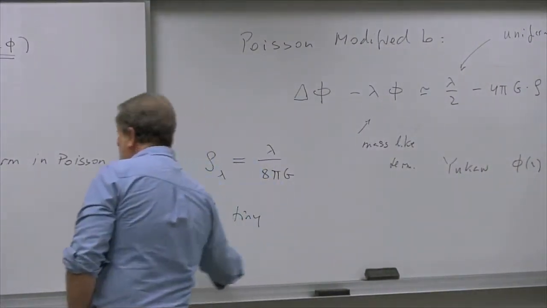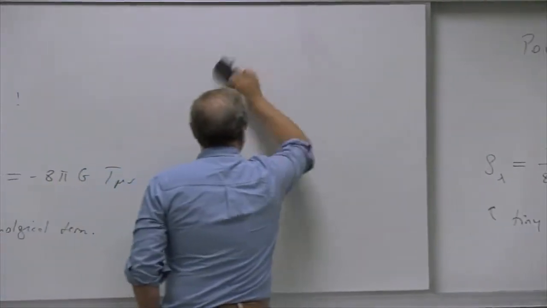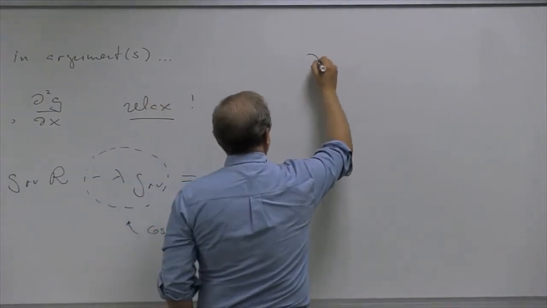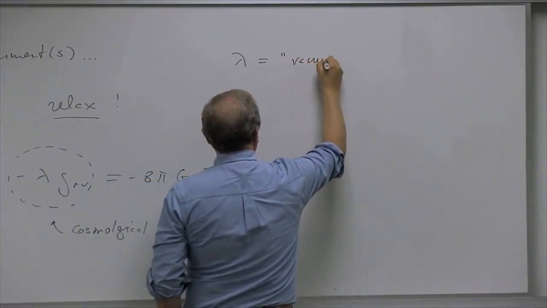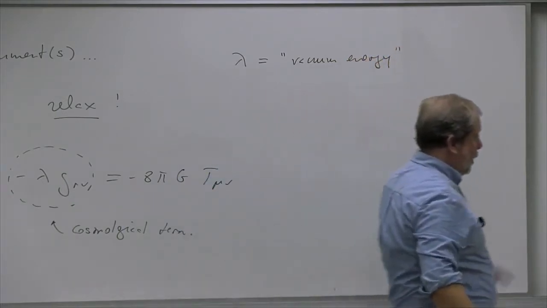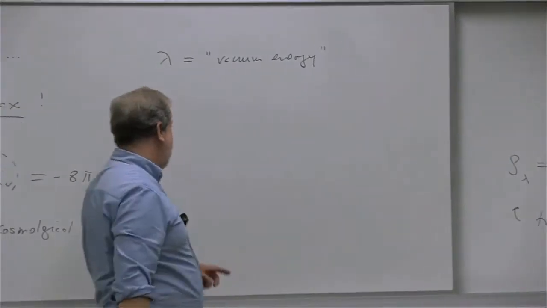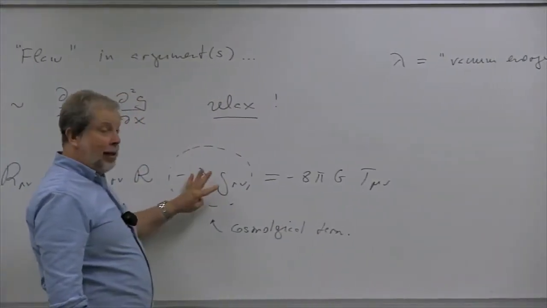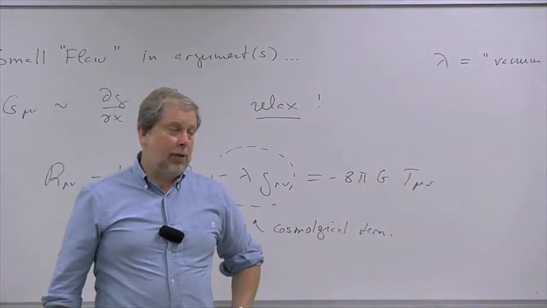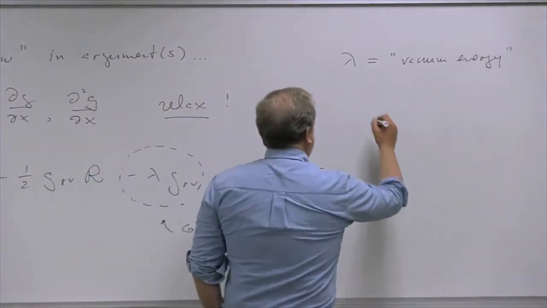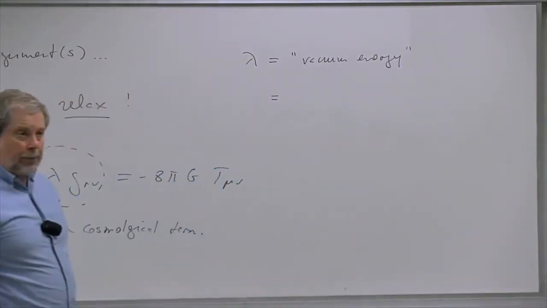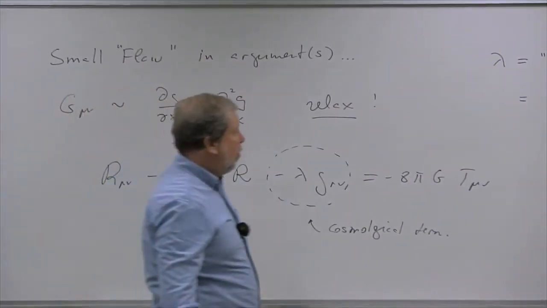Now, in perhaps more useful units, lambda is some sort of vacuum energy. We can see it from that equation, because you can take this lambda g mu nu term and bring it over to this side, so it acts like some piece of a T mu nu. And it can also be described as some sort of curvature of empty space.